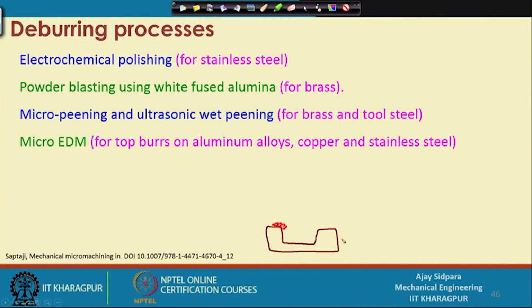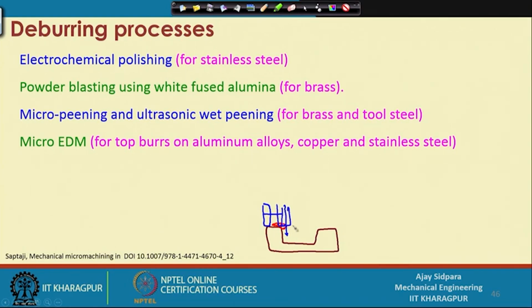So, this is the burr formation. Then what we do, let us add one EDM tool here. Then the EDM tool will move in this direction, so it will remove this part, and once it reaches here, it will move a little bit down. So, EDM will remove this.